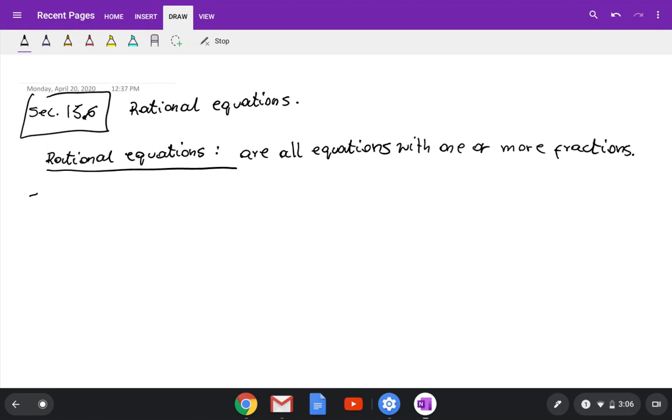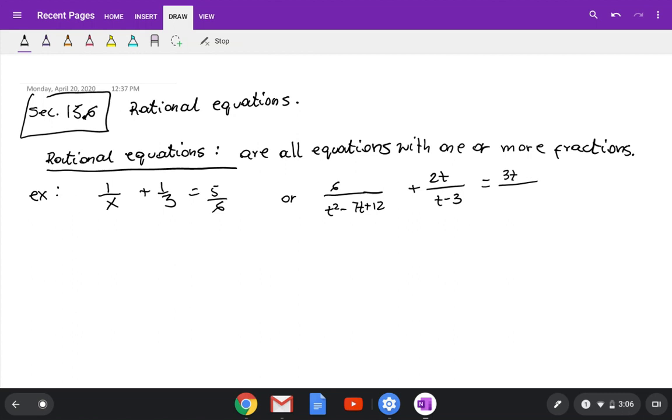Okay, so example: 1 over x plus 1 over 3 equals 5 over 6 is a rational equation. Or we can have something more advanced, 6 over t squared minus 7t plus 12 plus 2t over t minus 3 equals 3t over t minus 4. Those are rational equations.